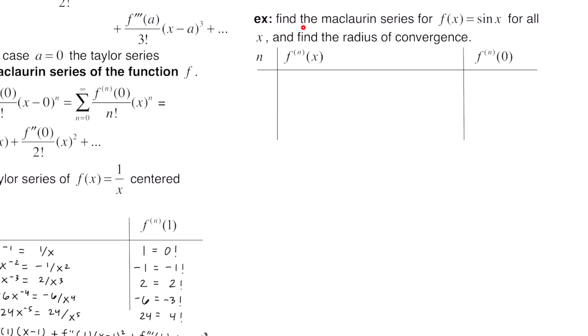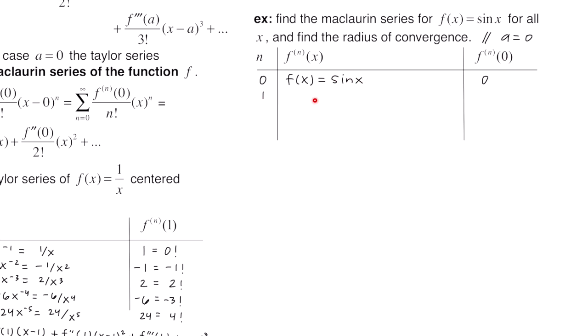This example says find the Maclaurin series for f of x equals sine of x for all x, and then find the radius of convergence. So the first thing we want to note is because it says Maclaurin series, that means that a is equal to 0. So I have that written here, and then we'll start our chart with n equals 0. So we just have f of x equals sine of x, and then we plug in 0 for x, and sine of 0 is 0.